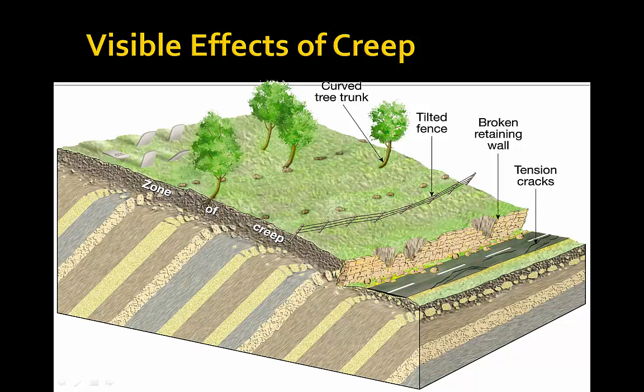Now, one thing we can do is identify when creep has happened. So even though it's too slow to watch, we can see the impacts. So here are a couple different examples. The tree trunks tend to be curved. That's because the soil that's containing that tree has been moving downhill. But trees will try to correct themselves and grow up toward the sunlight. Fence lines and retaining walls tend to be broken and tilted, and roadways can have cracks formed.